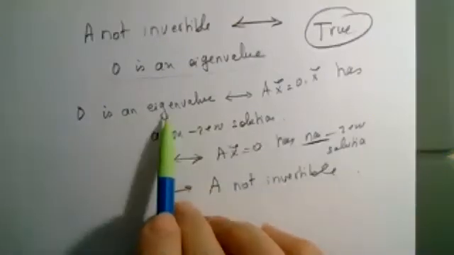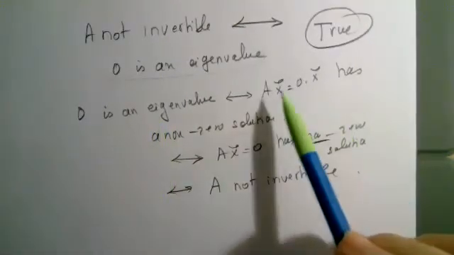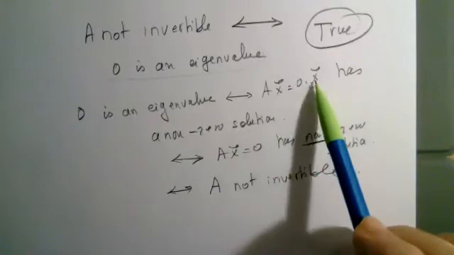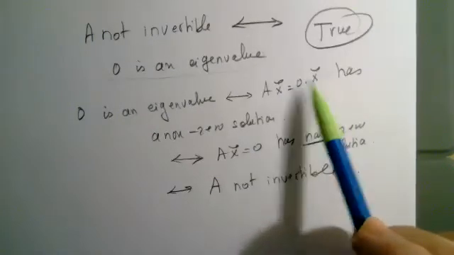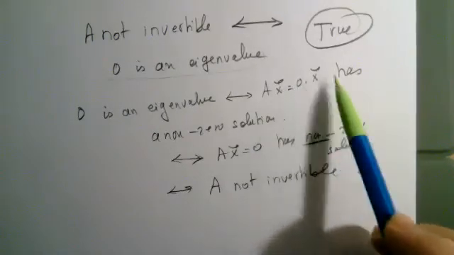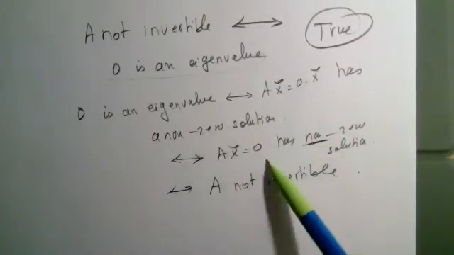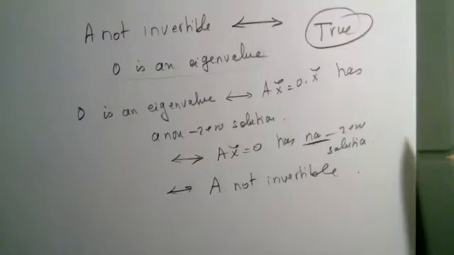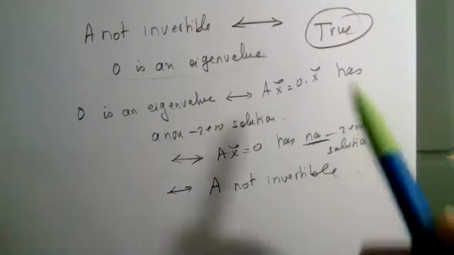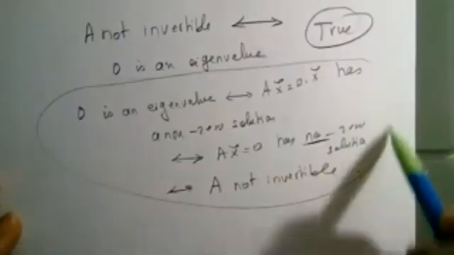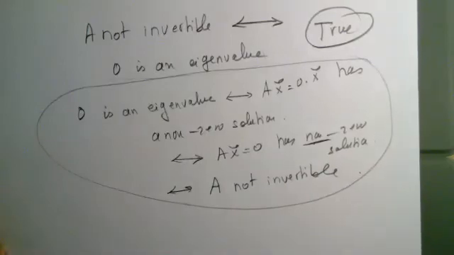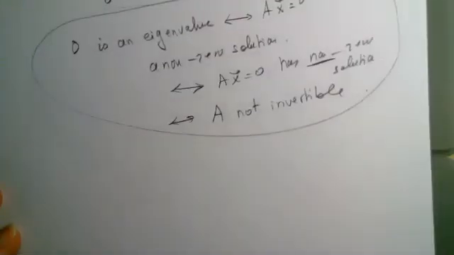So 0 is an eigenvalue. Following the definition, it means you can find a non-zero vector x such that AX equals 0 times x, which is a non-zero vector. So it means that AX equal to 0 has a non-zero solution, and that's exactly what non-invertible is about. Okay, so that's why the statement is true.